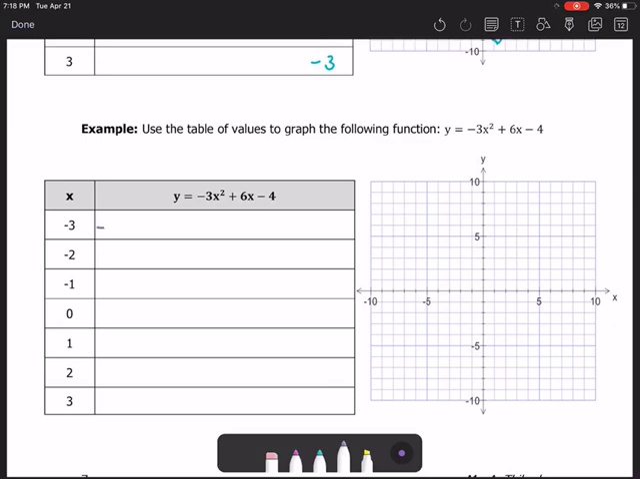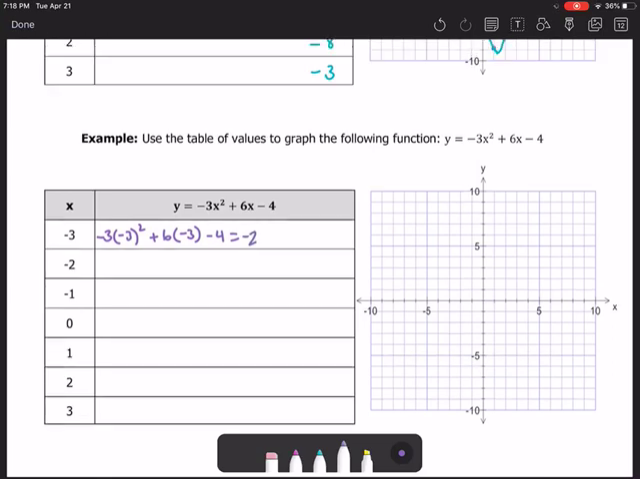So, I'll plug -3 in for you. So we have -3x squared, which is -3 times -3 squared in this case, plus 6x, which is 6 times -3, minus 4. -3 squared is positive 9. 9 times -3 is going to be -27. 6 times -3 is -18. And minus 4, that should give us -49. I want you to continue on, get all of those values for our y coordinates below. And pause.